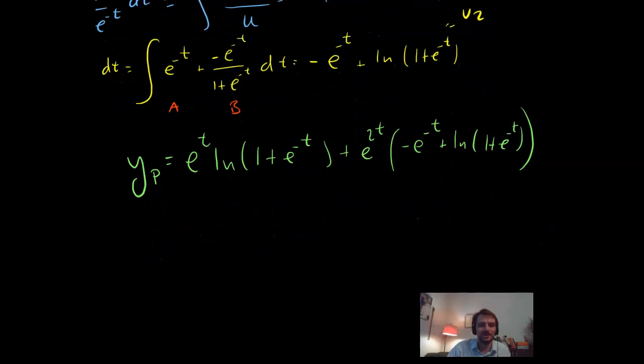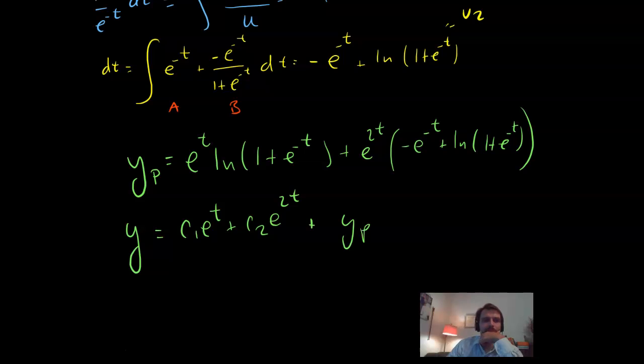If I want the whole general solution, then you would say, well, my general solution is my homogeneous plus my particular. So the homogeneous was this stuff. Much nicer than the other one. But then, yeah, the whole kit and caboodle, and stick it right there.